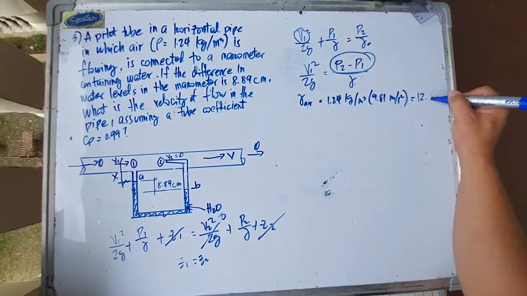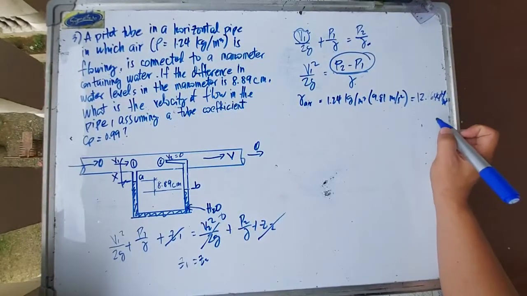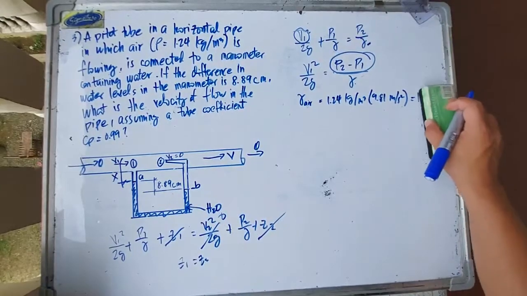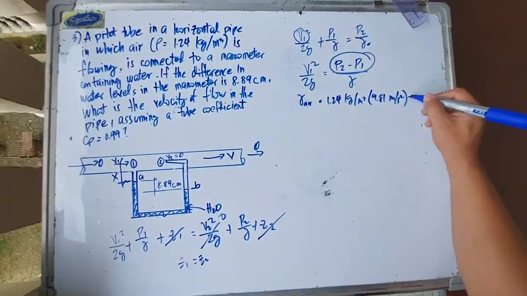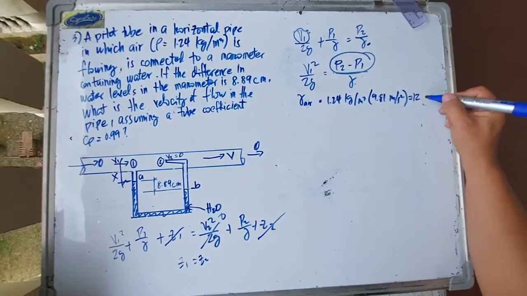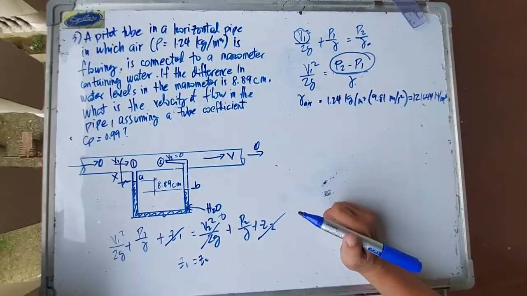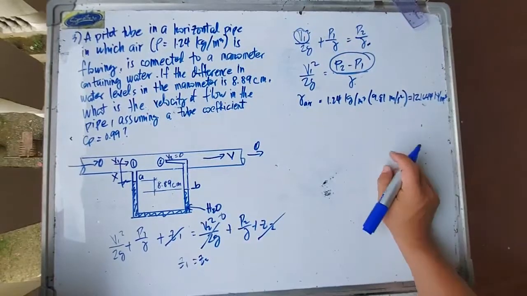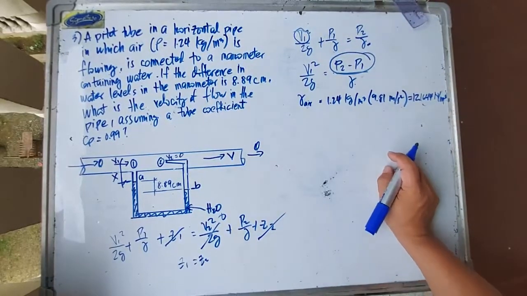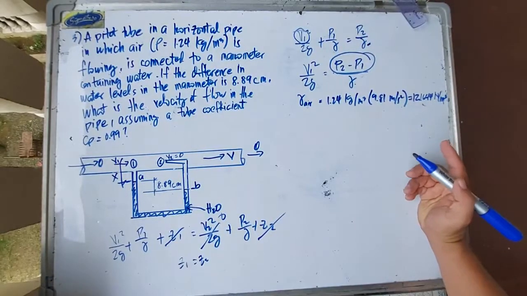That would give us a unit weight equal to 12.1644 newtons per cubic meter. I hope you can read that part. It's 12.1644 newtons per cubic meter. That's the unit weight of air. Okay, next we add pressure from 1 to 2.